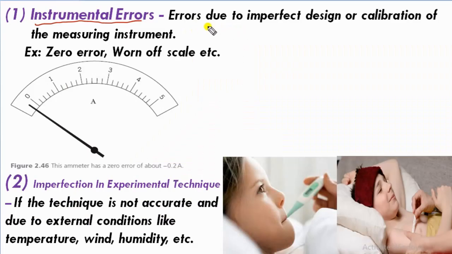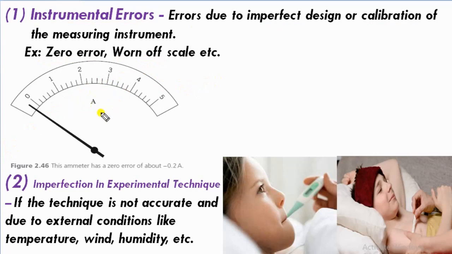Instrumental errors arise due to an imperfection in the design of the measuring instrument or a flaw in the calibration of the measuring instrument that is being used to measure a physical quantity. Some examples are zero error, Vernier scale error, etc. Let's understand it.